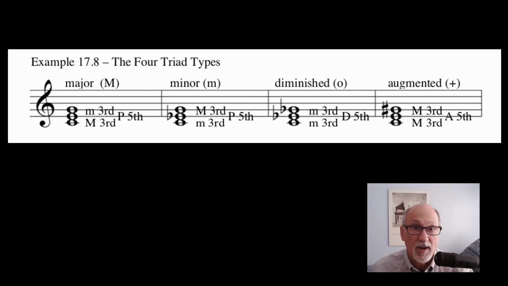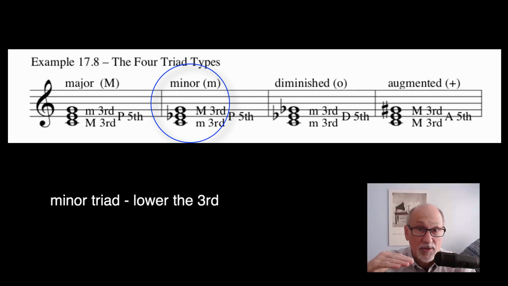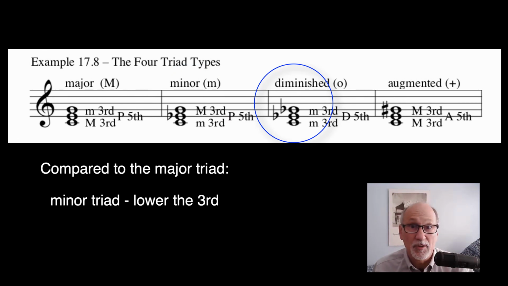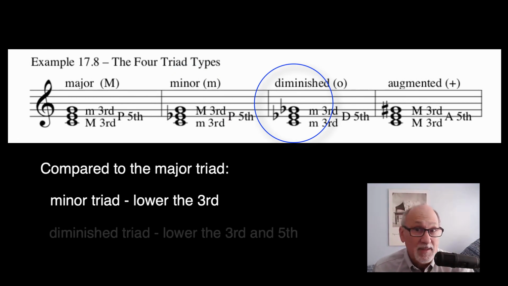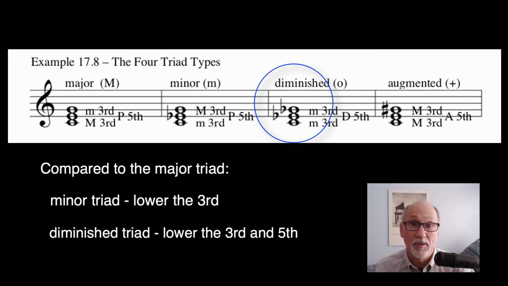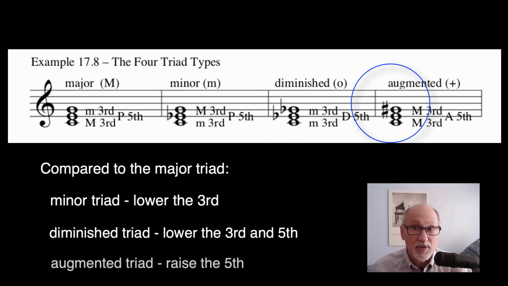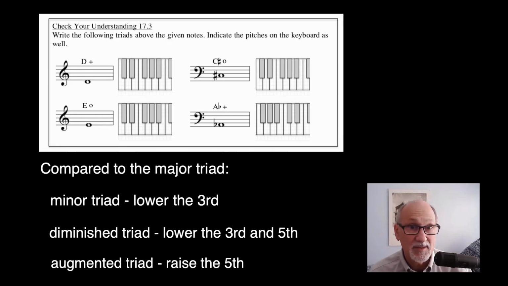Notice that the minor triad is similar to the major triad, except the third, the chord tone third, is a half step lower. And the diminished triad is similar to the major triad, except that the third and the fifth are a half step lower. Actually, the diminished is a little closer to the quality of the minor in that sense. And the augmented is similar to the major triad, except for the chord tone fifth. That's a half step higher than the major. And you can go ahead and check your understanding 17.3, where you have to write a few different types of triads.